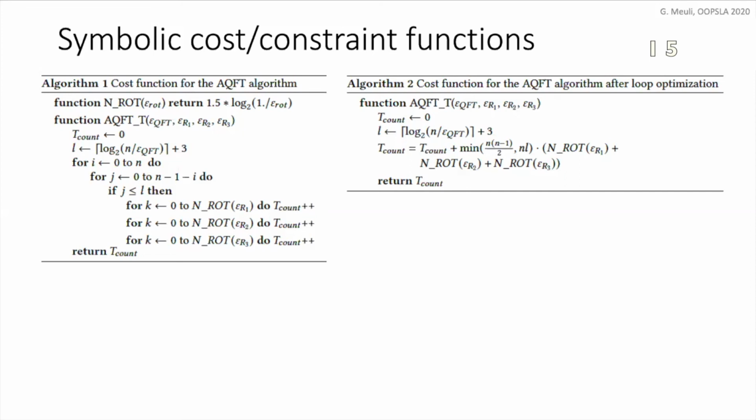Algorithm 1 shows the pseudocode of the function that computes the total number of T-gates required for the AQFT algorithm obtained after AST transformation. Since we want to extract a symbolic expression of the variable t-count, we have to get rid of as many loops as possible. The if statement in the inner loop may be hoisted, resulting in the min function in algorithm 2. Then, all the loops are flattened by applying the transformations described in the previous slide. Finally, the code in algorithm 2 is obtained, which shows the closed form expression for the t-count with respect to the algorithm's parameters. We developed our first prototype in LLVM as a proof of concept.